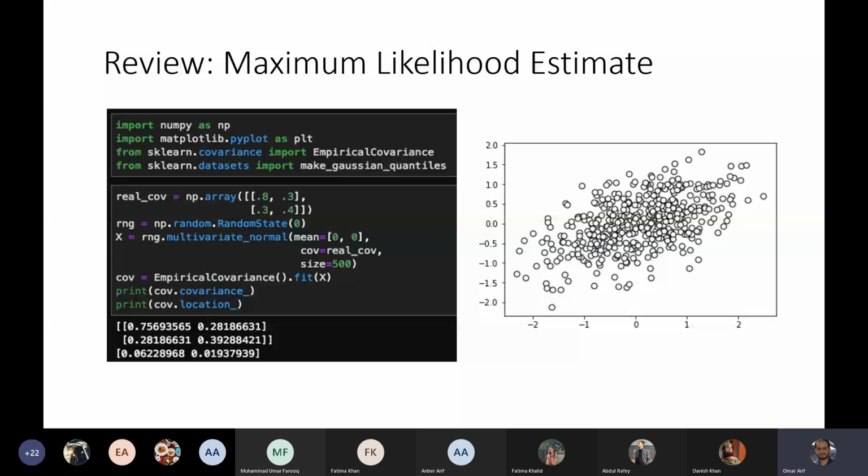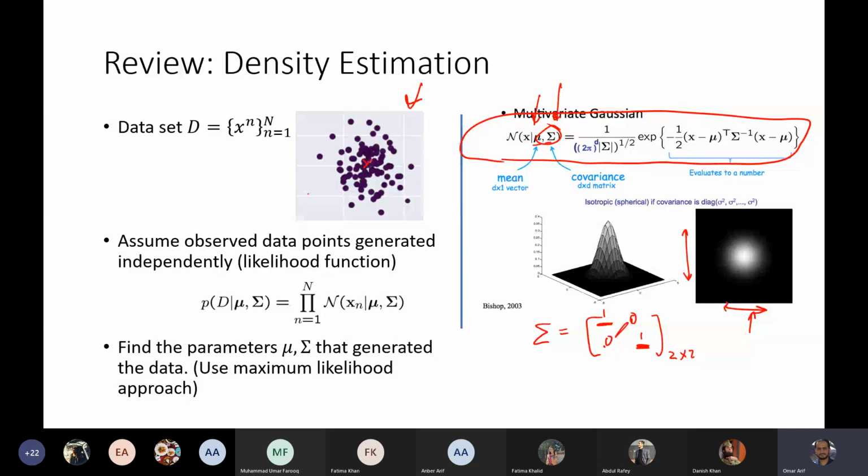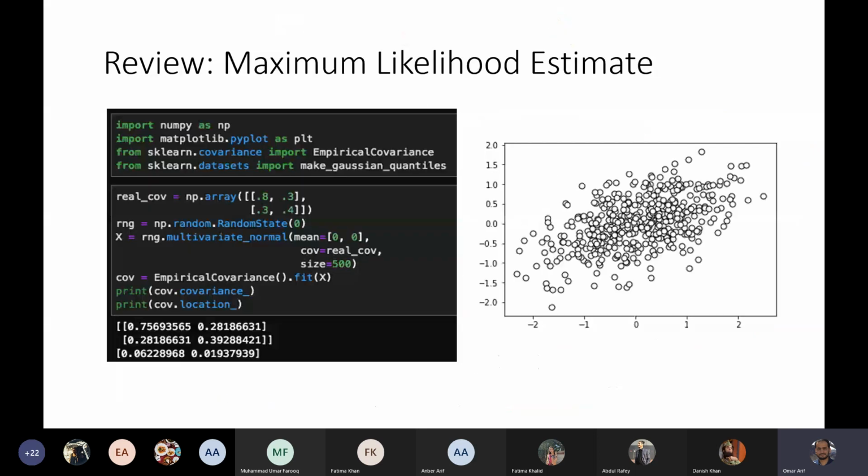You can try this at home: play with different values for the mean and for the covariance matrix, and then generate data based on that. For example, here the code is provided. Initially, this part simply imports the libraries that you are going to use. This part then generates the data points. Here I have specified that my covariance matrix is 0.8, 0.3, 0.3, 0.4.